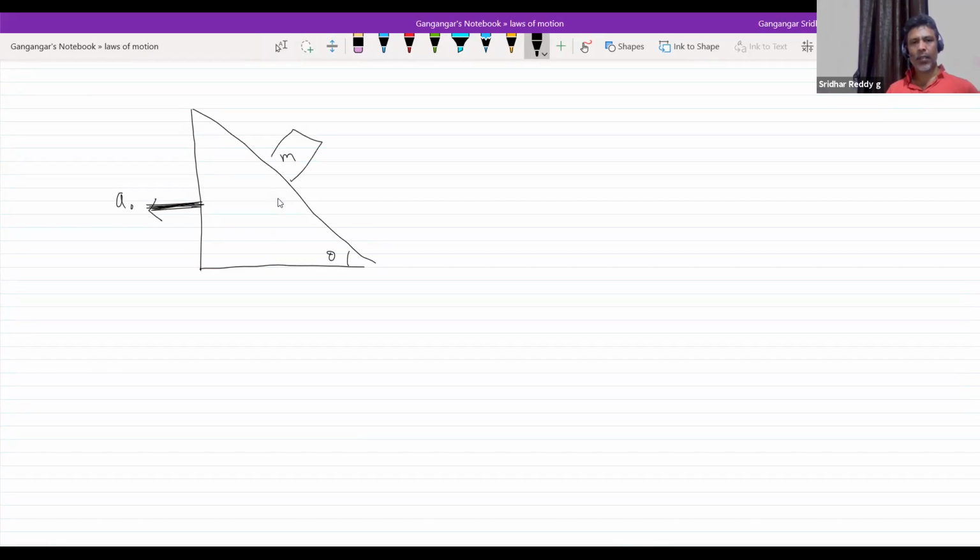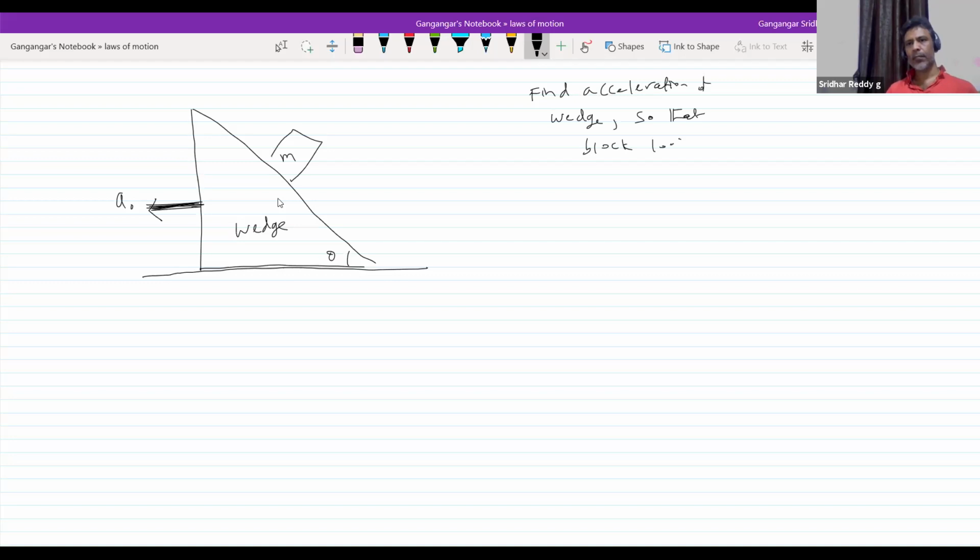This is a block of mass m, and this is a wedge. It's telling to find the acceleration of the wedge so that the block loses contact from the wedge. Again, find the acceleration of the wedge so that the block loses contact from the wedge. How is it possible?